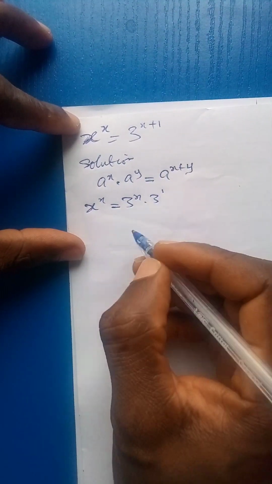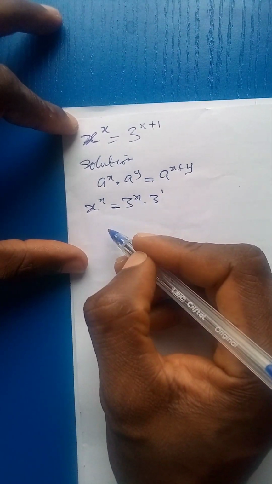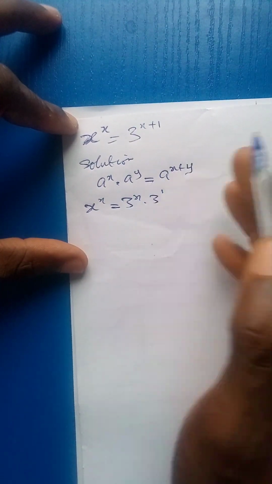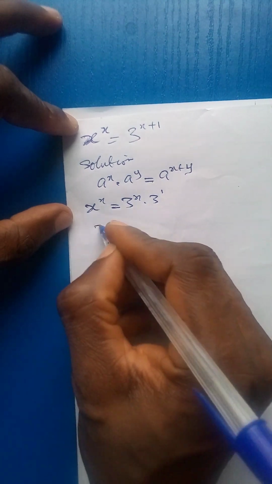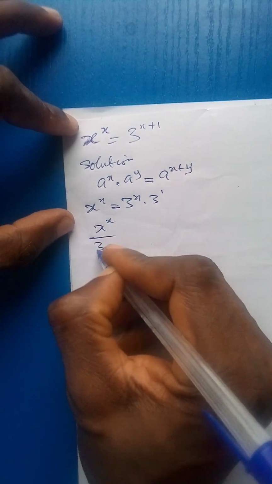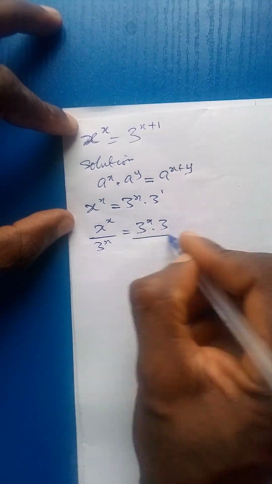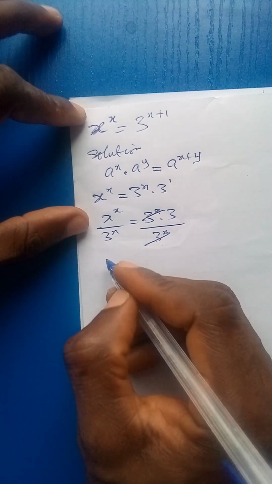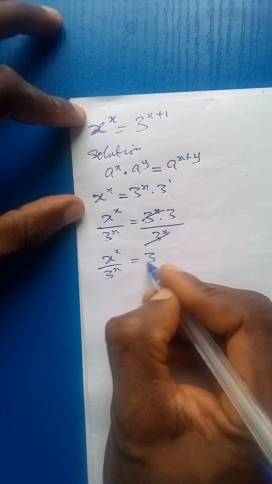The next thing I will do is to divide both sides by 3 to power x because I want all the variables to be on one side and the constant to be on the other side. So dividing both sides by 3 to power x, I have x to power x over 3 to power x is equal to 3 to power x times 3 to power 1 over 3 to power x, where this and this can cancel out, leaving us with x to power x over 3 to power x is equal to 3.